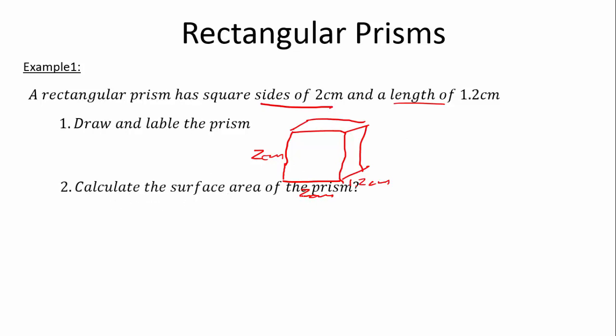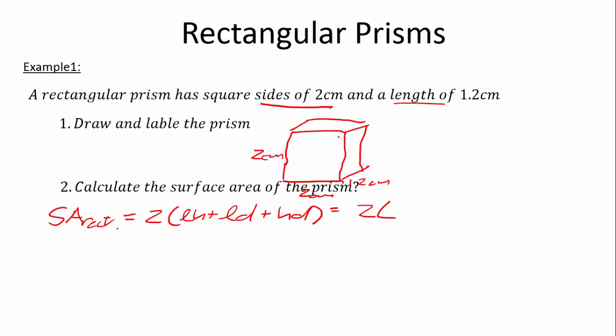Calculate the surface area of the prism. We know that the surface area of a rectangular prism is equal to 2 multiplied by LH plus LD plus HD. Remember the formula. We can choose anyone to be our length, anyone to be our depth. So that's 2 multiplied by 2 plus 2 multiplied by 1.2, and then again the length and the height and the depth are exactly the same, so 2 multiplied by 1.2. We'll put brackets around those.